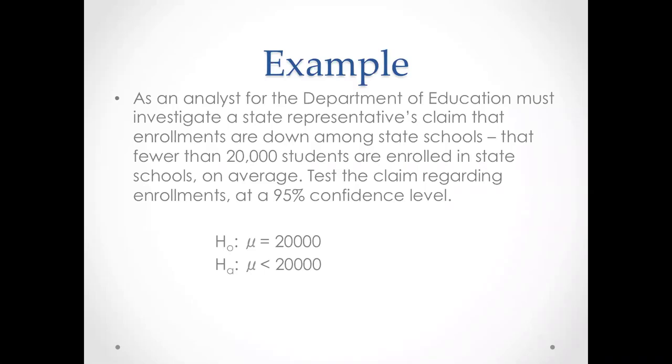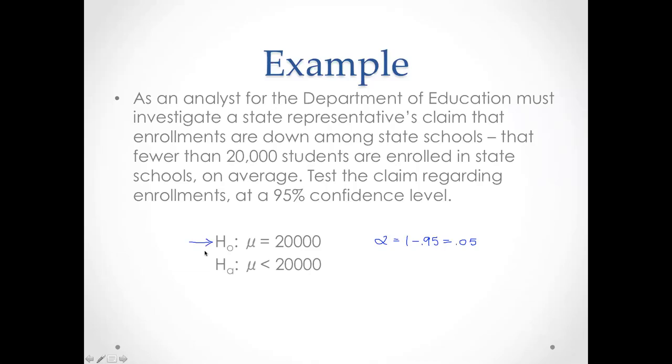That is, fewer than 20,000 students are enrolled in state schools on average. And we're going to test this claim at a 95% confidence level. To recap how that translates to our alpha level, it would be 1 minus the confidence level as a decimal, 0.95, or an alpha level of 0.05, which we will return to later.